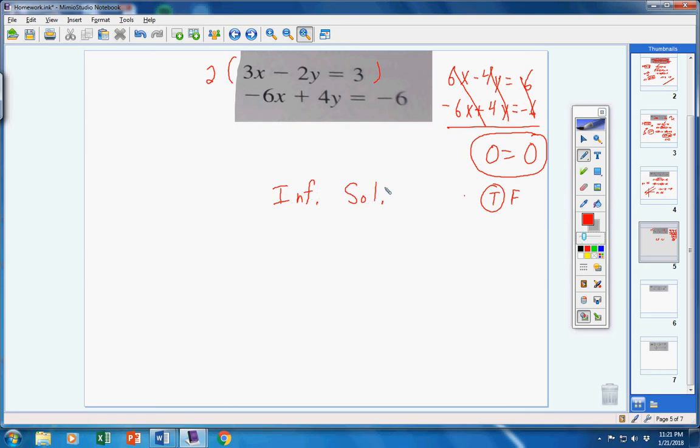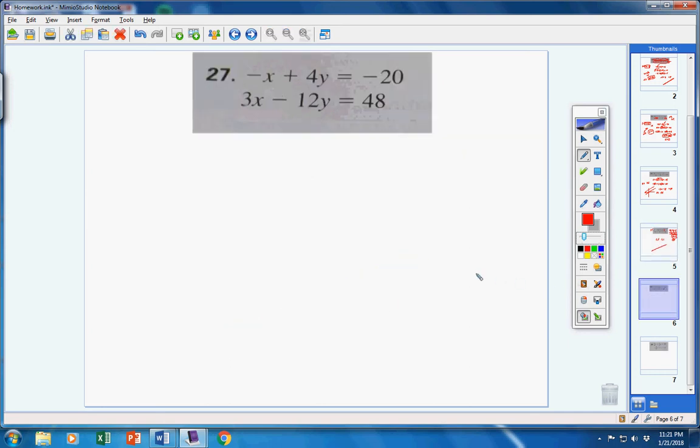That means if you were to graph these two equations, the two lines would fall right on top of each other. Okay? Alright, moving on to number 27. Alright, here we go. Linear combination, okay? So we either have to get rid of our x's or our y's, okay? I'm going to go with the y's this time.